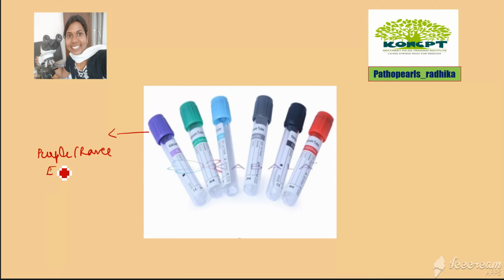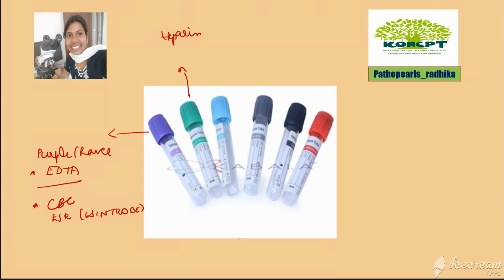This contains EDTA, ethylene diamine tetraacetic acid, which is used for estimation of CBC. Most commonly used tube is this, and the most commonly done test is CBC, the complete blood count. You have to remember the anticoagulant and the purpose. And one more purpose is when you're going to estimate your ESR by Wintrob's method, you can use this tube which contains EDTA.